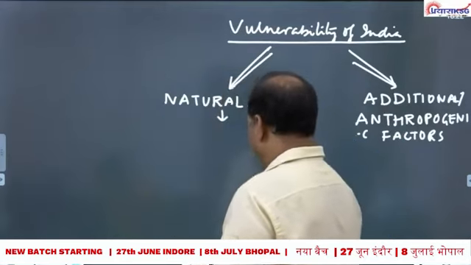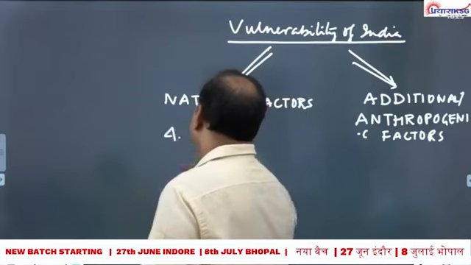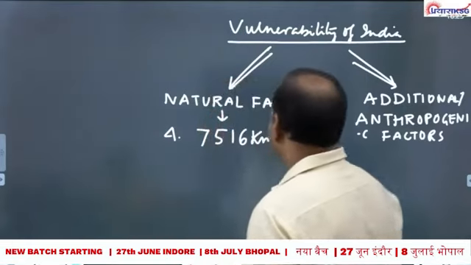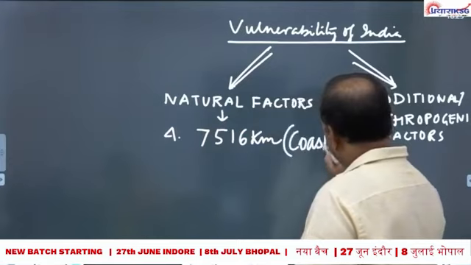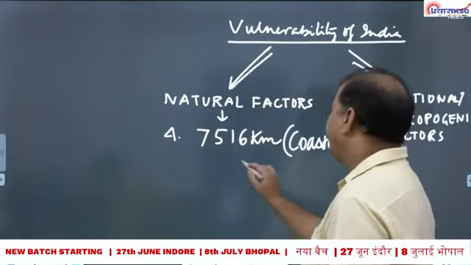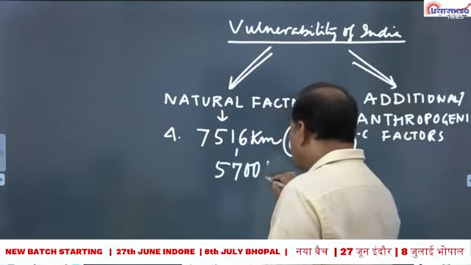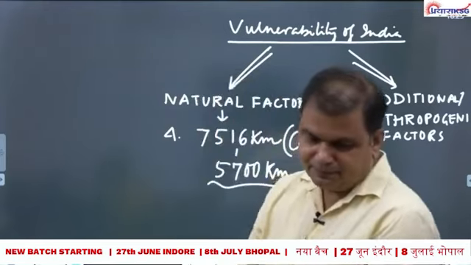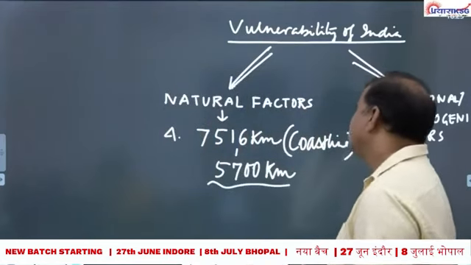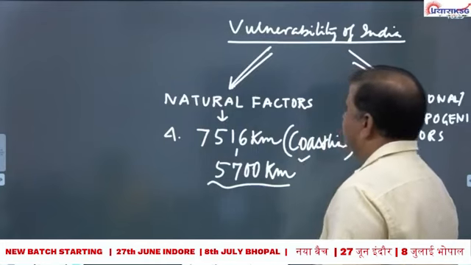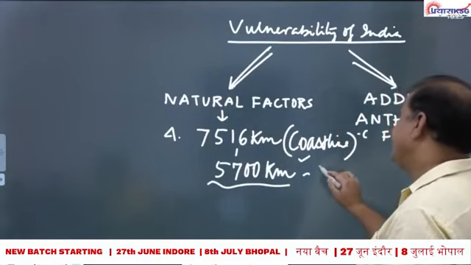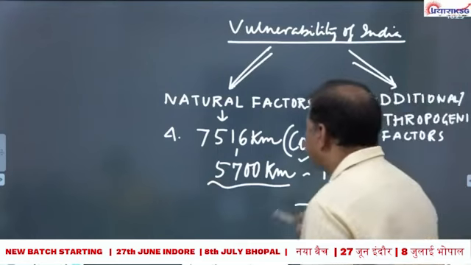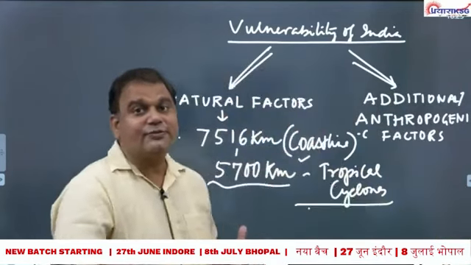And the last one, fourth: out of 7,516 kilometers of coastline, 5,700 kilometers is prone to tropical cyclones. So these are natural factors. Write down.